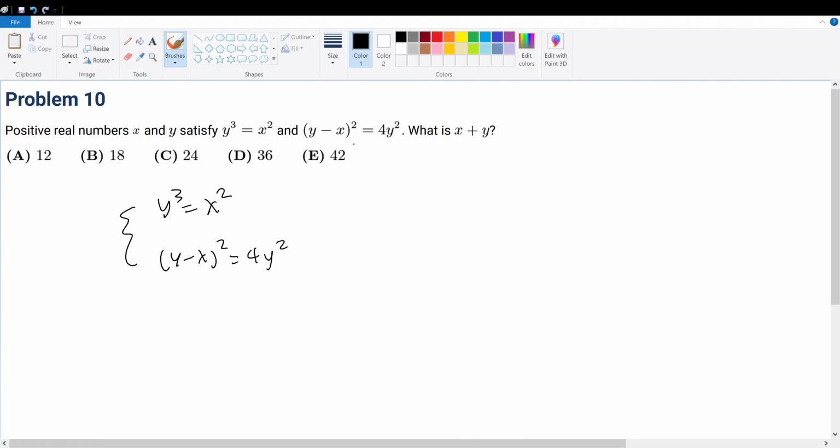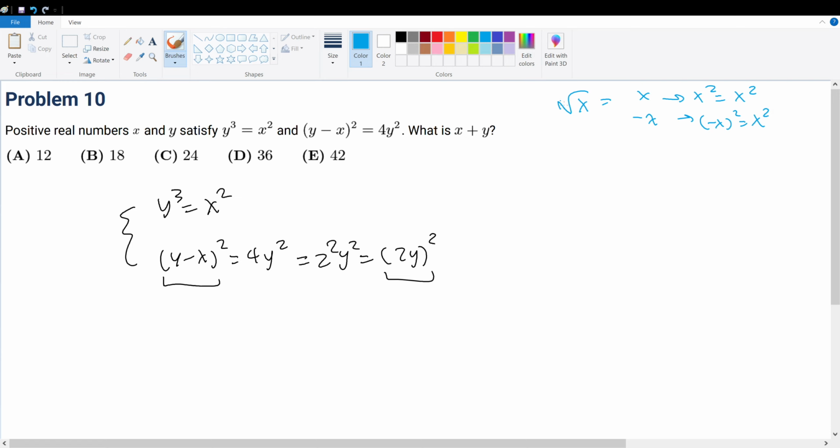Well, the first thing that catches your eye is this equation, right? Because what is 4y squared? That's the same thing as 2 squared y squared, which is the same thing as 2y squared. If 2y squared is equal to y minus x squared, then we can obviously simplify this equation by taking the square root on both sides. Now, one thing to note here is that when you take the square root of something, you get two solutions. You get a positive x or you get a negative x. The reason for this: x squared is x squared, and negative x squared also gives x squared.